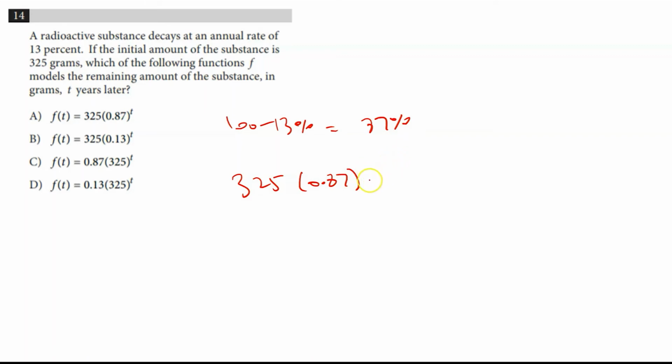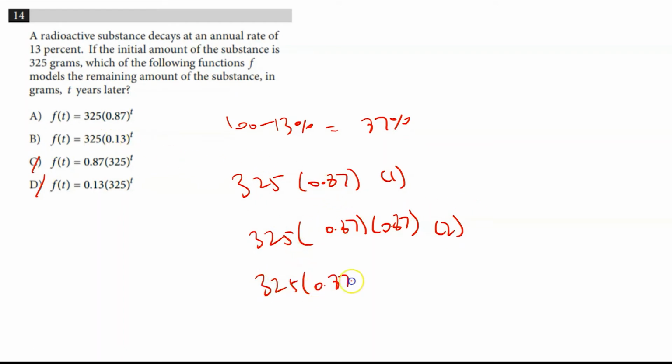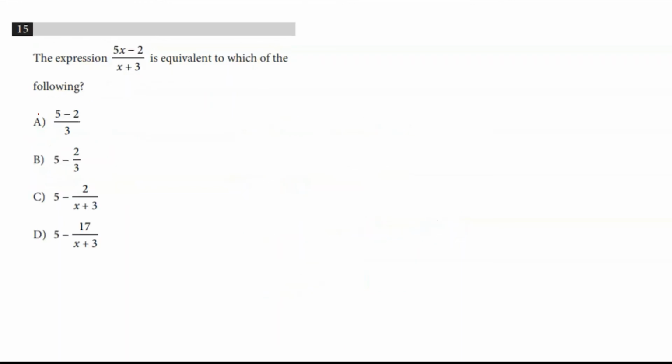After 2 years, that would be 325 times 0.87 times 0.87, we can see our pattern here. So we can cross these two out immediately, and this can simplify to 325 times 0.87 squared. Option A fits our answer.